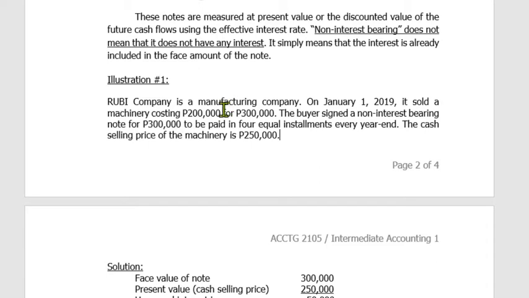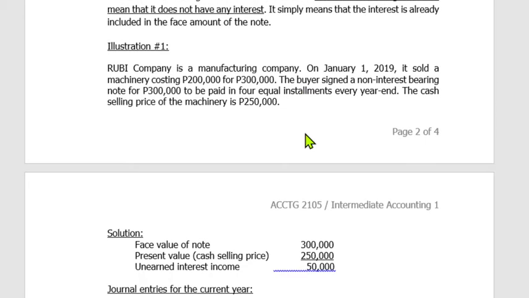So, binenta niya yung machine niya for 300,000 na ang original cost ay 200,000. Then, binigyan siya ng promissory note para bayaran yung 300,000 na yon in 4 equal installments every year. And so, ilan yan? 300,000 divided by 4, 75,000 yan every year. Yung selling price daw ng machinery, kung ibebenta mo yan ngayon, ay 250,000. So, let us analyze muna.